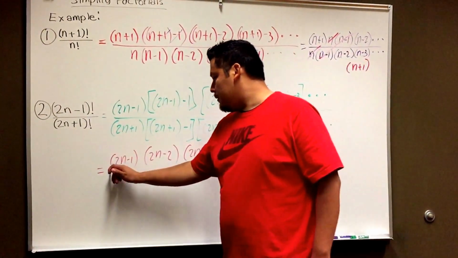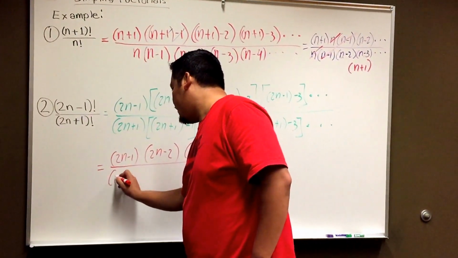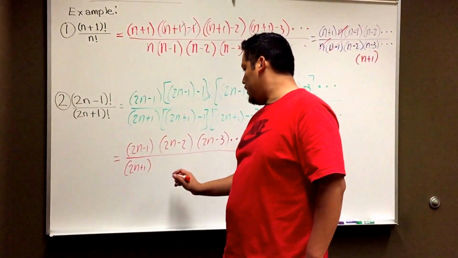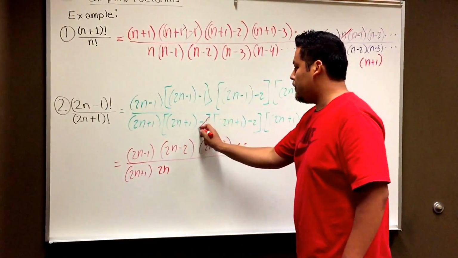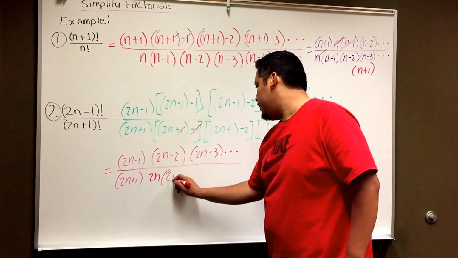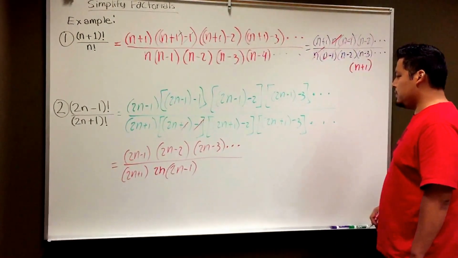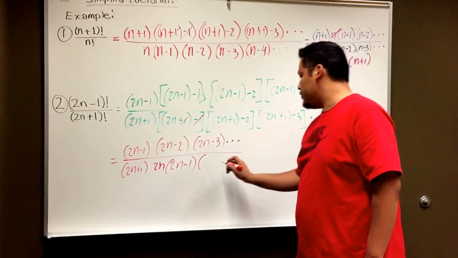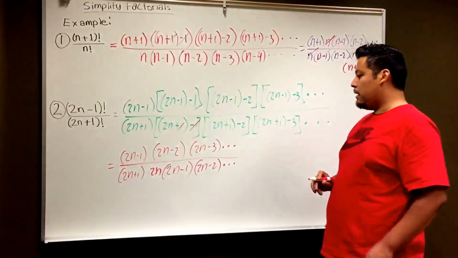Now in our denominator, we have 2n plus 1. 2n, this will cancel out. Now we have 2n minus 1, and 2n minus 2, and we see that the pattern repeats again.